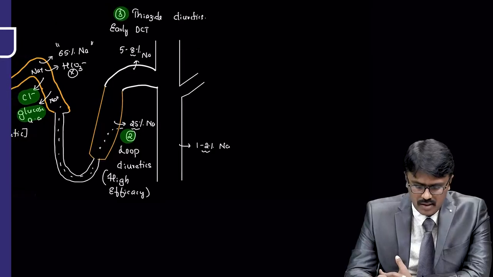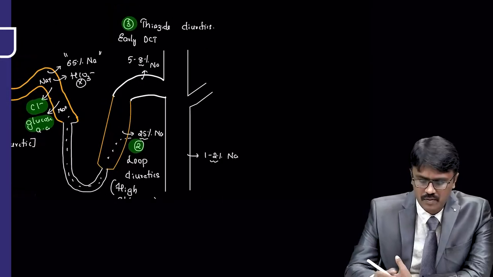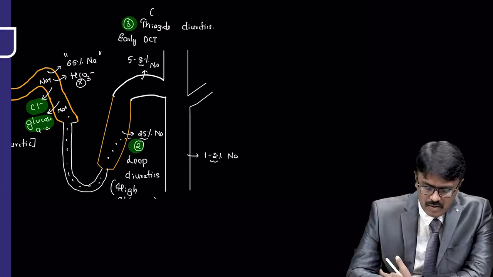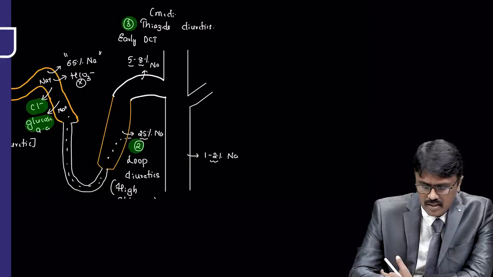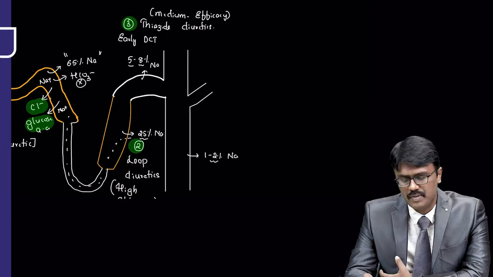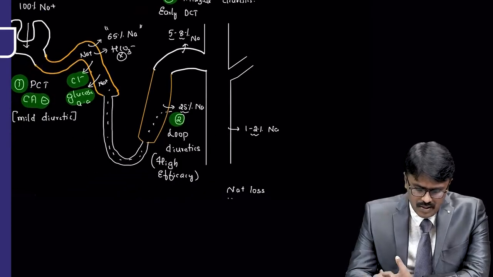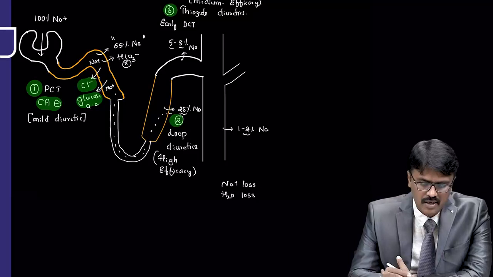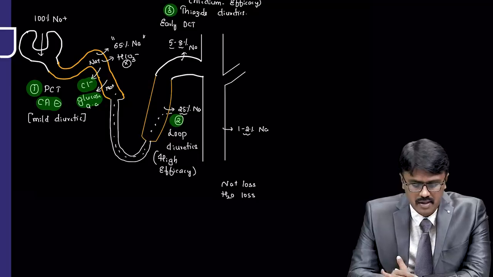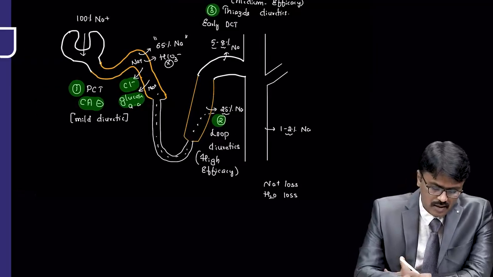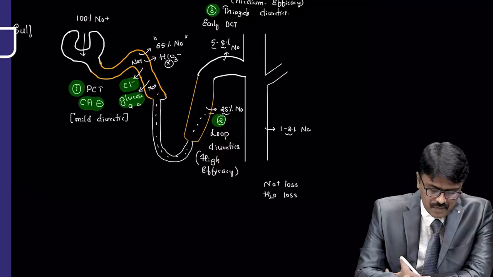Now moving on to the third target, thiazide diuretics. Now when I talk about thiazides, they are losing around 5 to 8%. So the efficacy is medium efficacy diuretics. Medium efficacy diuretic. Now you please understand the first three targets, the carbonic anhydrase inhibitor, loop diuretic, and thiazide diuretics, all these three are derived from sulfur.